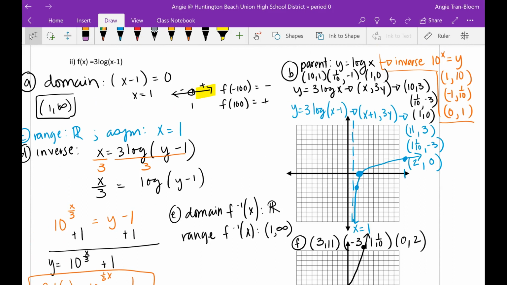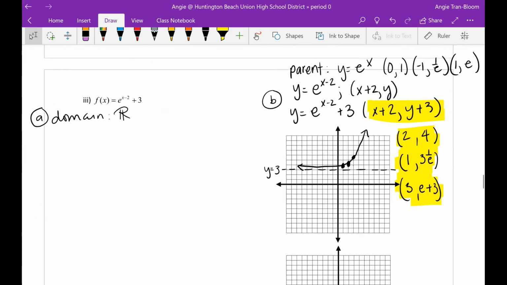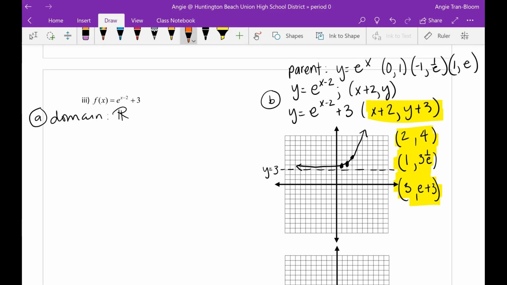C was asking for range and asymptote, and D was to find an inverse equation. So C was asking, we're going to look for the range, and then the asymptote, if any, which we do. The range looks like y is bigger than 3, and the asymptote is y equals 3. See the common theme, right?